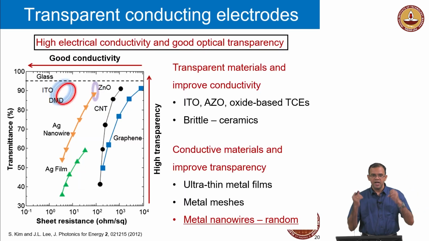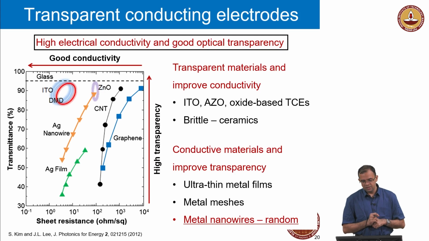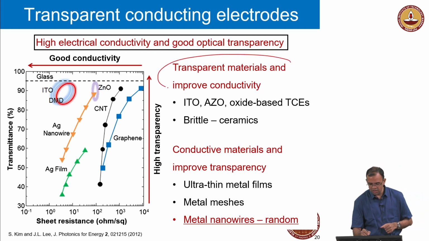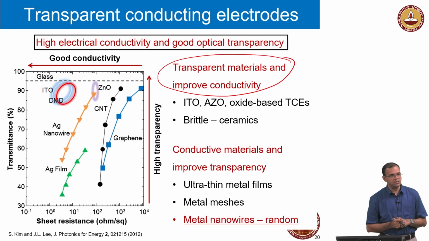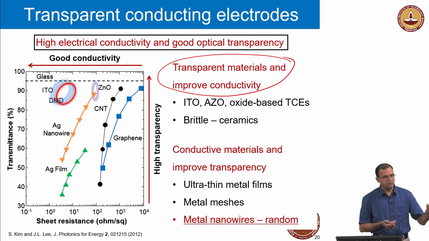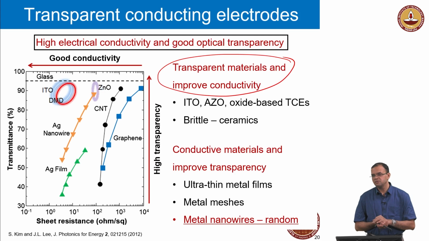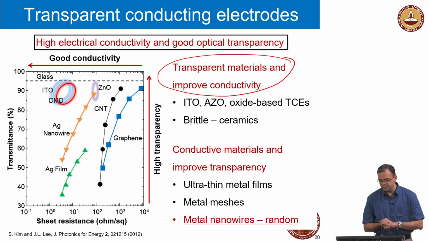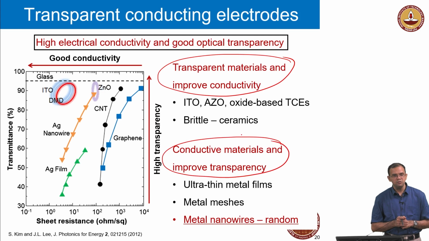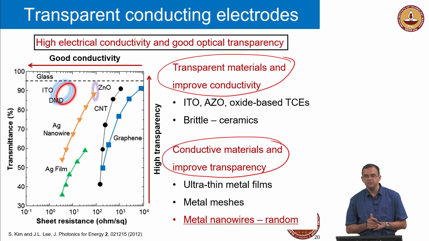But let's again go back to the general topic. We said that we are interested in transparent conducting electrodes, and we saw one strategy, which was you start with a transparent material and do something to improve the conductivity. That's what we have been looking at so far. We looked at ITO, that was an N-type, then we looked at P-type TCOs and so on. I can also start with a conductive material and do something to improve the transparency.